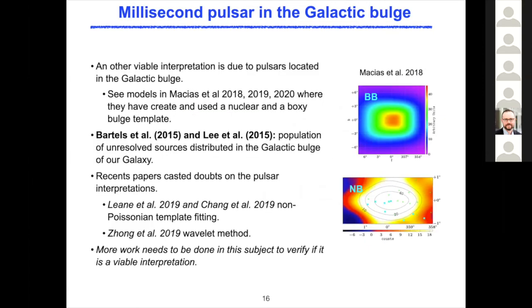The final interpretation could be millisecond pulsars or young pulsars located in the galactic bulge, and this is motivated by the latest result by Macias et al. 2018. But there is still some discussion in the community, also given the latest result by Bartels and Lee. So this needs to be investigated a lot more in the future.